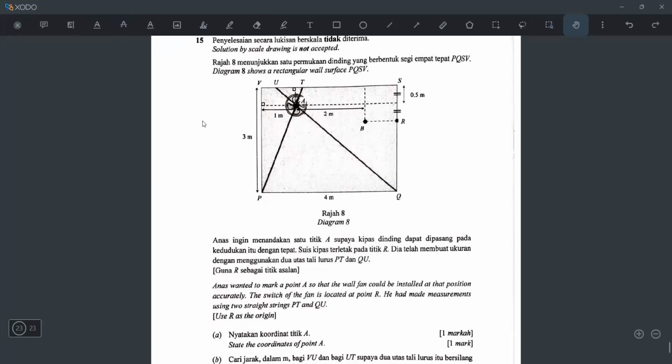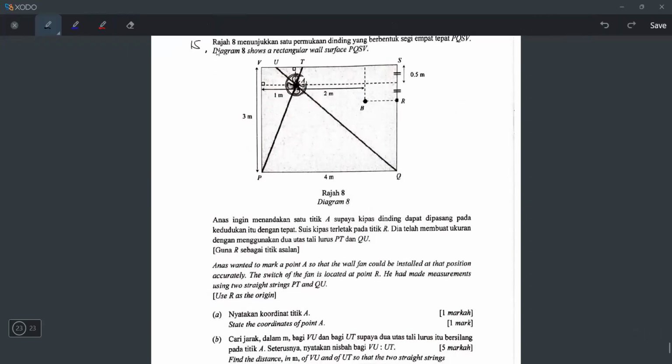Okay, let's do it. Question 15. Diagram 8 shows a rectangular wall surface PQSV. Let's see, PQSV, okay. And then they give you some lengths here. Anas wanted to mark a point A so that the wall fan could be installed at that position accurately.